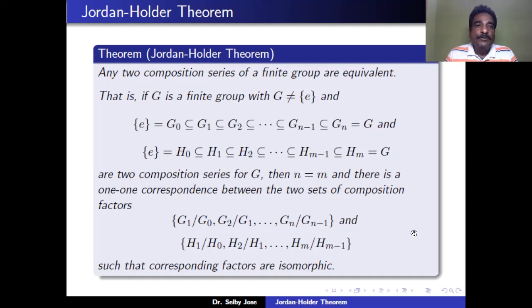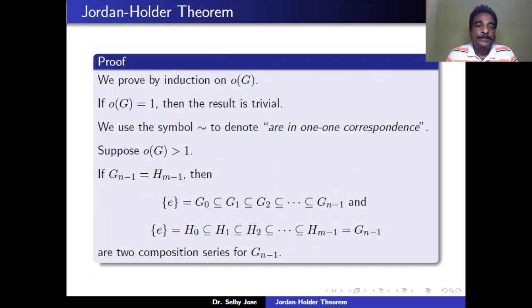So let us see the proof of this theorem. We prove by induction on order of G. If order of G is equal to 1, then the result is trivial, or if order of G is equal to 2 also, the result is trivial because G is a simple group and the only composition series is identity which is contained in G. There is only one composition series, so the result is trivial.